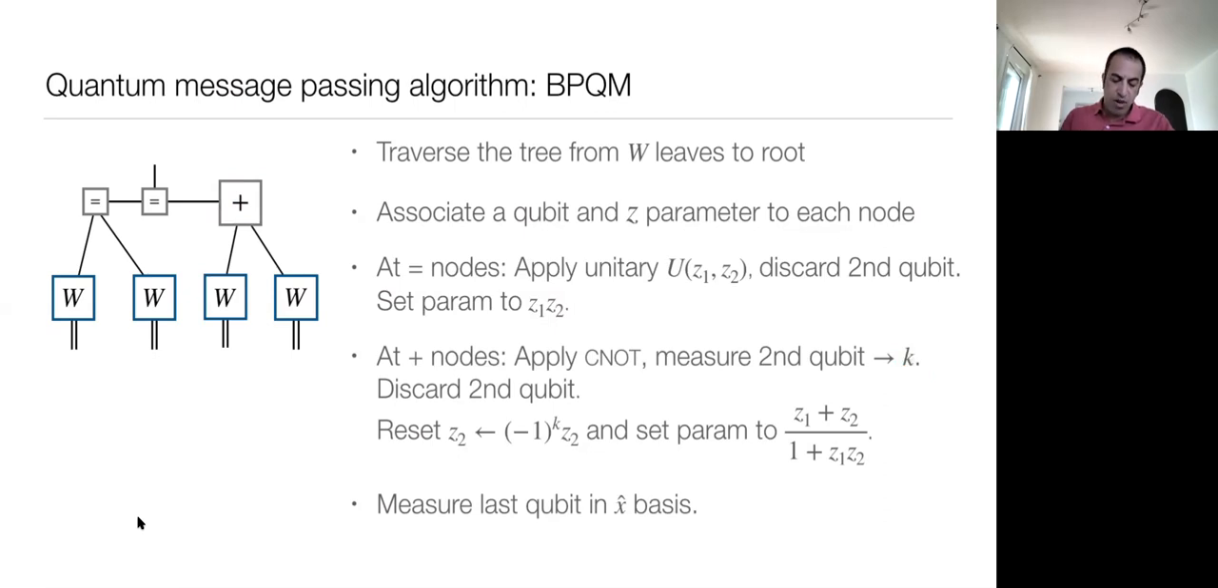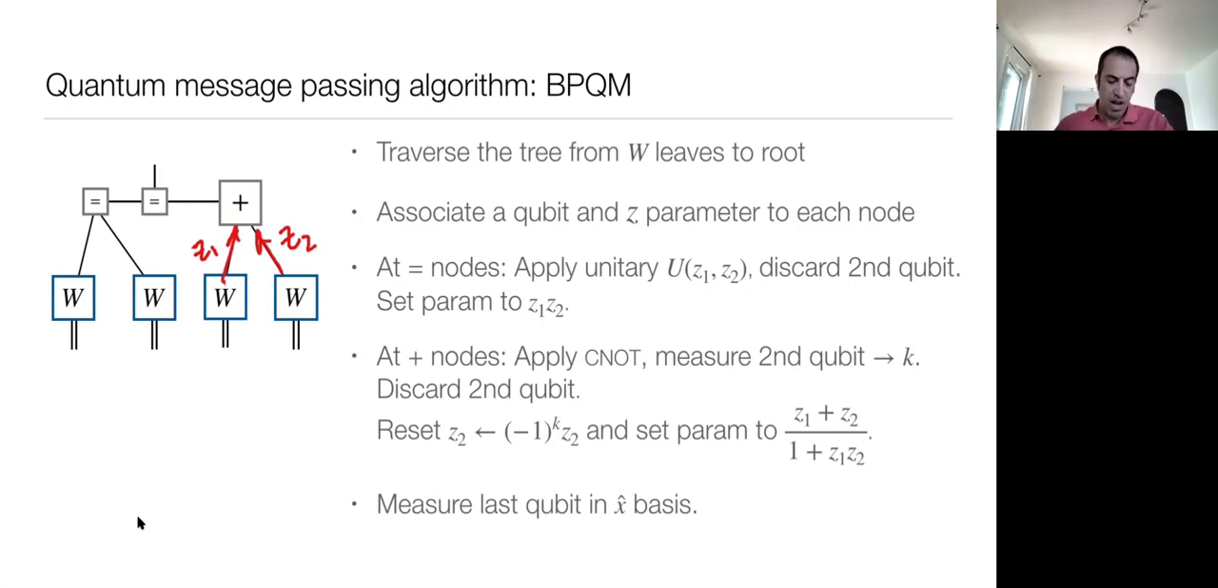The parameter that we're interested in here depends on the measurement value. First we're going to reset the Z2 parameter of what's coming in. What's coming in here, we had Z1, Z2. We're just going to flip it if the measurement result is 1. And then the parameter in the end that goes with this node is this kind of ugly thing: Z1 plus Z2 divided by 1 plus their product. Okay, we do this for every node.